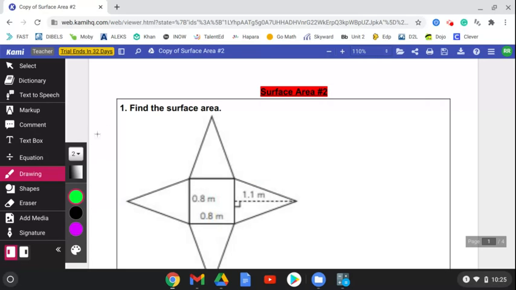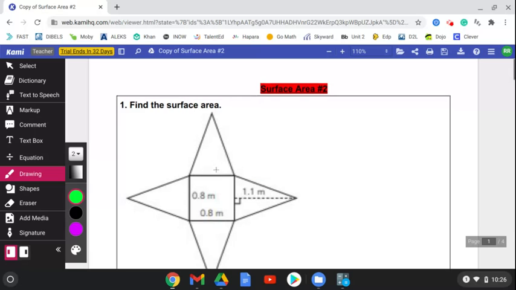Okay, I'm here in surface area number 2 KME assignment. We want to find the surface area of this figure right here. Now remember, the surface area is the sum of the area of the faces, whereas volume is the amount of space inside of the figure. Surface area is the amount of space on the outside of the shape.